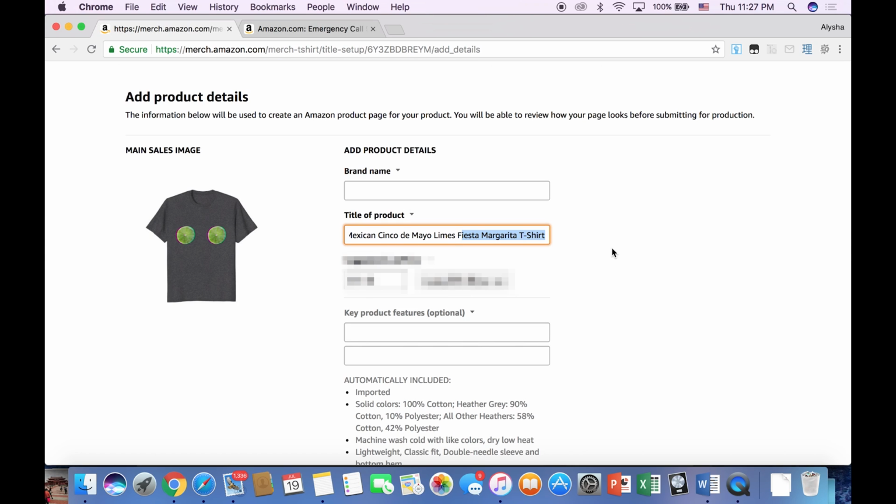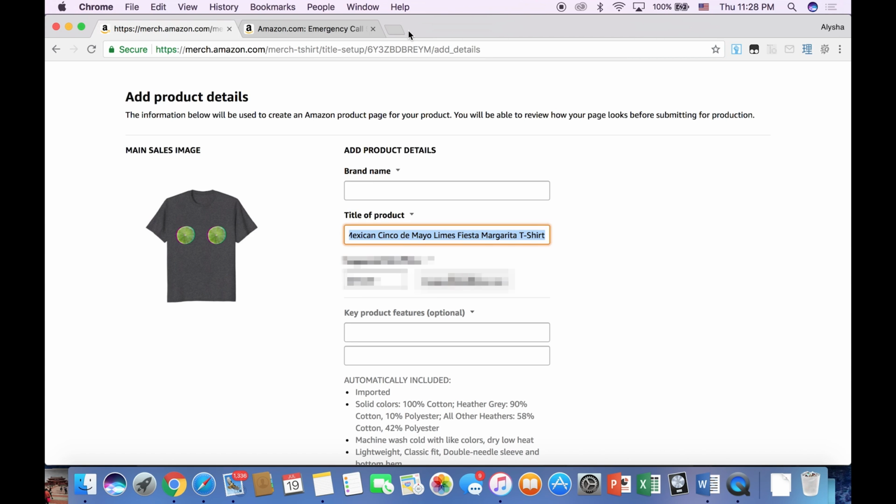All right, so I have finished the title of the product, and the title is Funny Mexican Cinco de Mayo Limes Fiesta Margarita t-shirt. Obviously, it doesn't quite make a lot of sense, but I know that when I buy something off Amazon, I don't really read the title. This is strictly for the purposes of people actually finding the product, and using these keywords is going to help them find it. Like I said before, this is just a starting point. I'm going to show you some other tools that I use to see if there may be some better words that I could use instead of this.